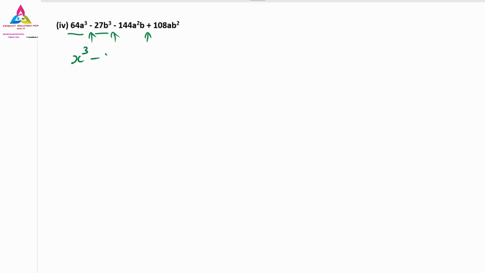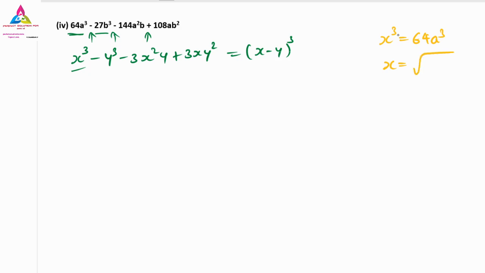X cube minus y cube minus 3x square y plus 3xy square, it is nothing but x minus y the whole cube. Okay. So here in place of x cube we have 64 a cube. So what is the final answer? The x value will be the cube root of this. So 64 a cube. What is the cube root of 64? Cube root of 64 is nothing but 4 we are going to get.